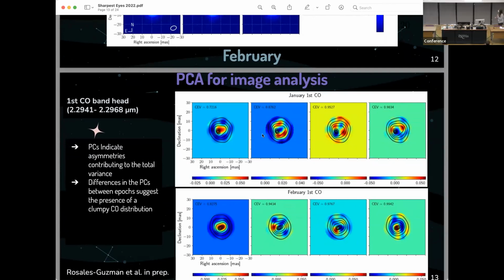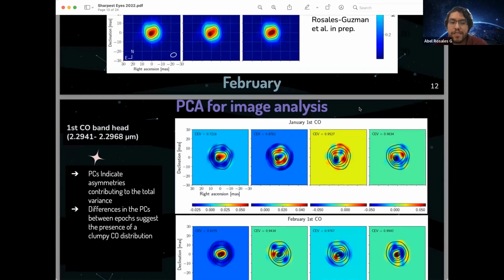Okay, and we have a question in the chat window from Kishi Onaka, who asks, what was the variability phase? The variability phase between one epoch and the other is around 0.11, if I remember well.